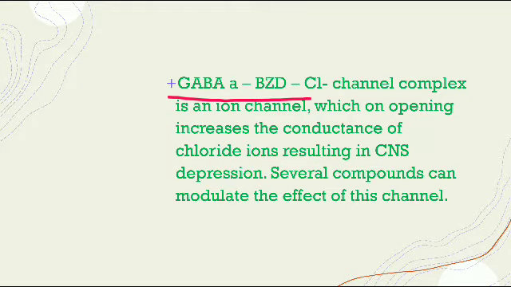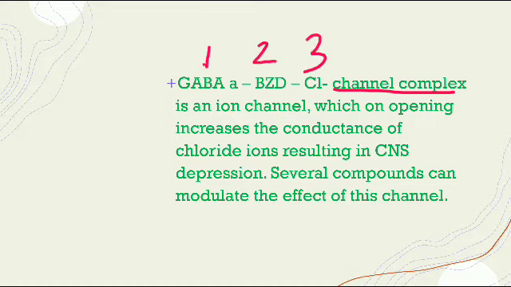So, GABA A, BZD, chloride. This is a channel complex. A channel is a passage where something can move to and fro. And why is it called a complex? Because it consists of three units, that is GABA A, BZD, and chloride. And it is an ion channel. And what is this channel like?